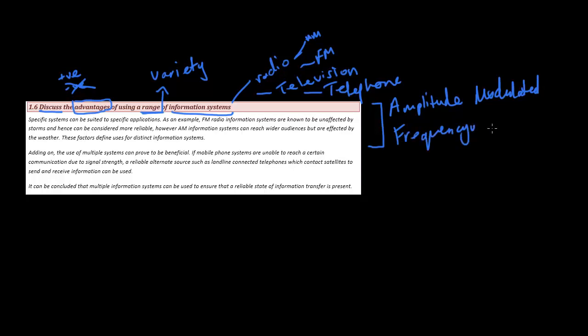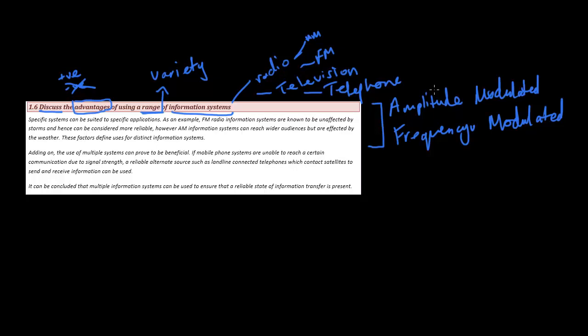Just putting it out there. Anyways, these two things, there's actually quite a big difference. In AM radio systems, the weather actually affects how strong the connection from one point to another is and how good the quality will be.